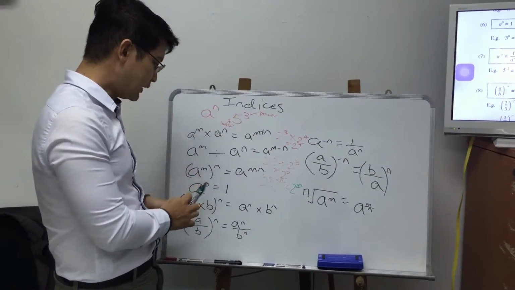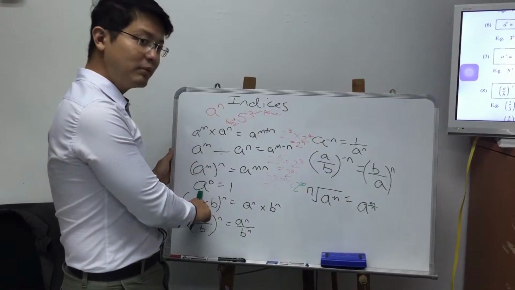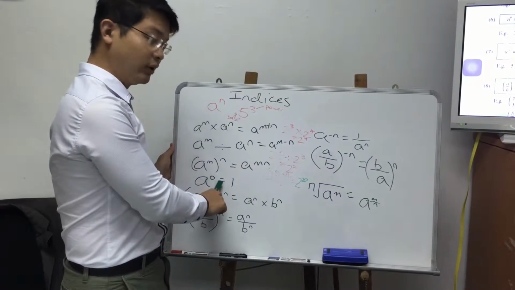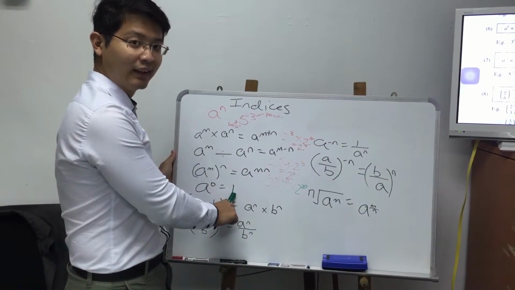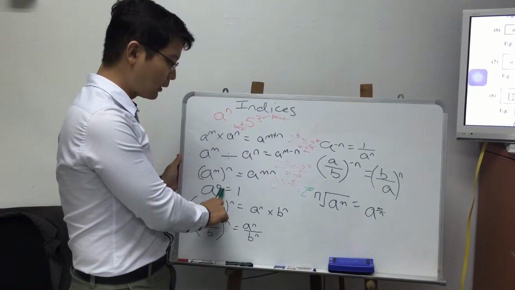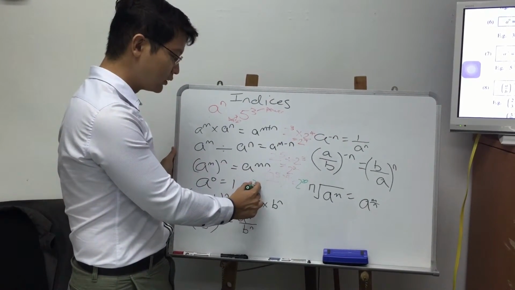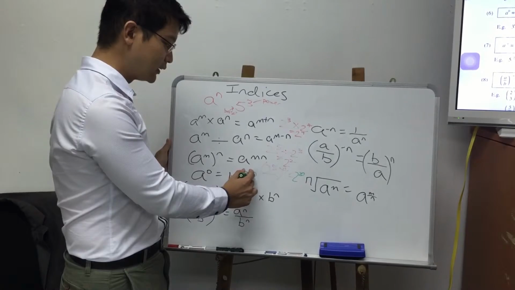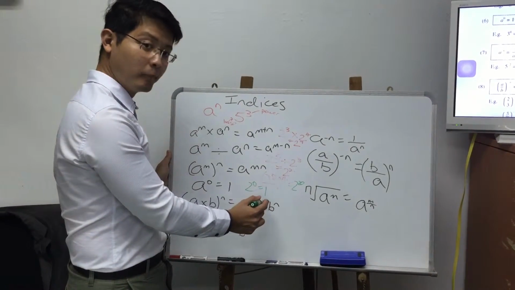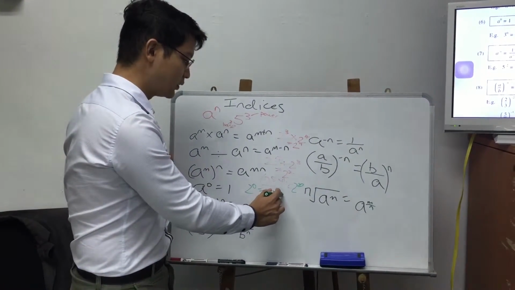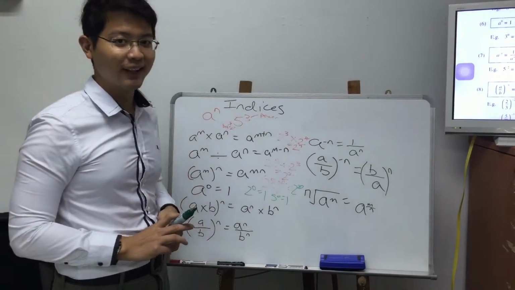Okay, so one easy one. Any base to power 0 will give you 1. Okay, any base to power 0 will give you 1. For example, 2 to power 0, this gives you 1. 5 to power 0, this also will give you 1.